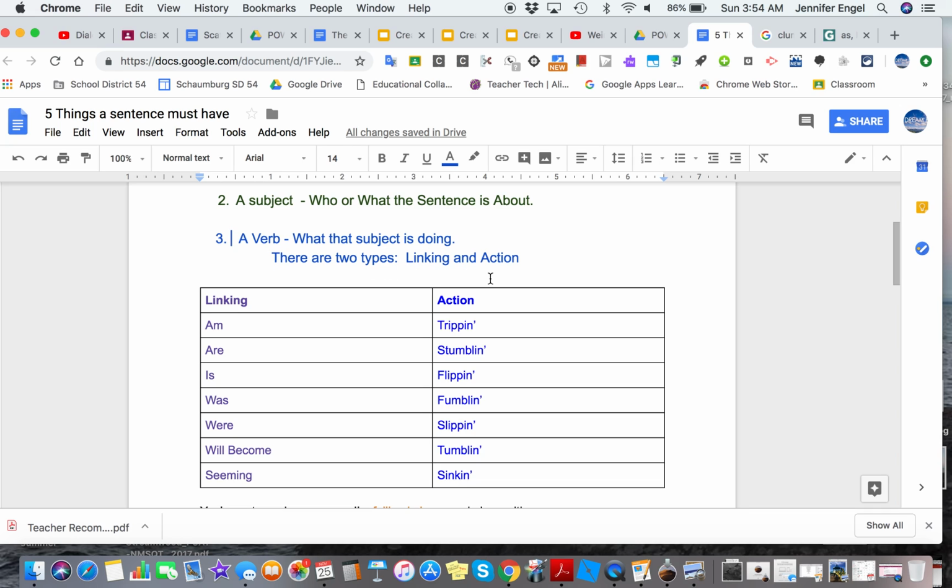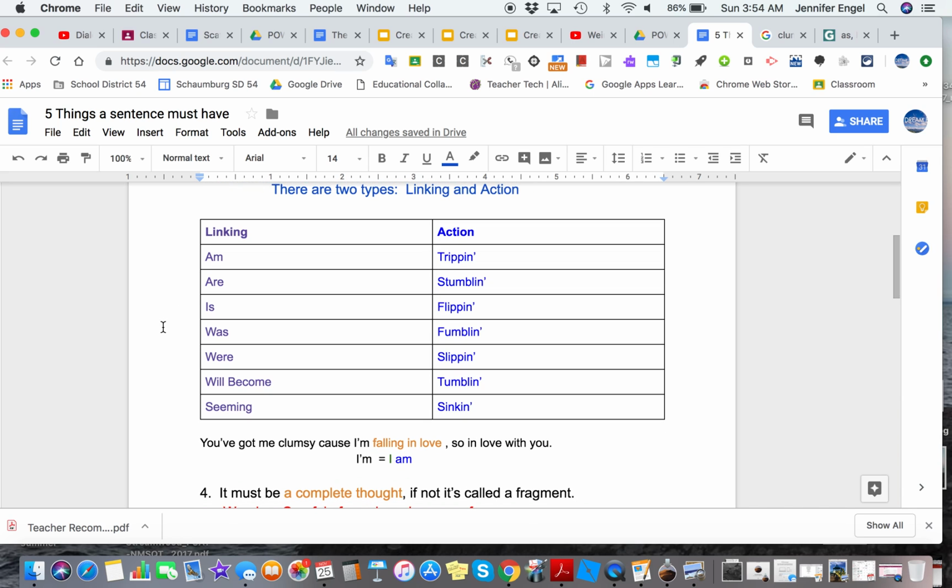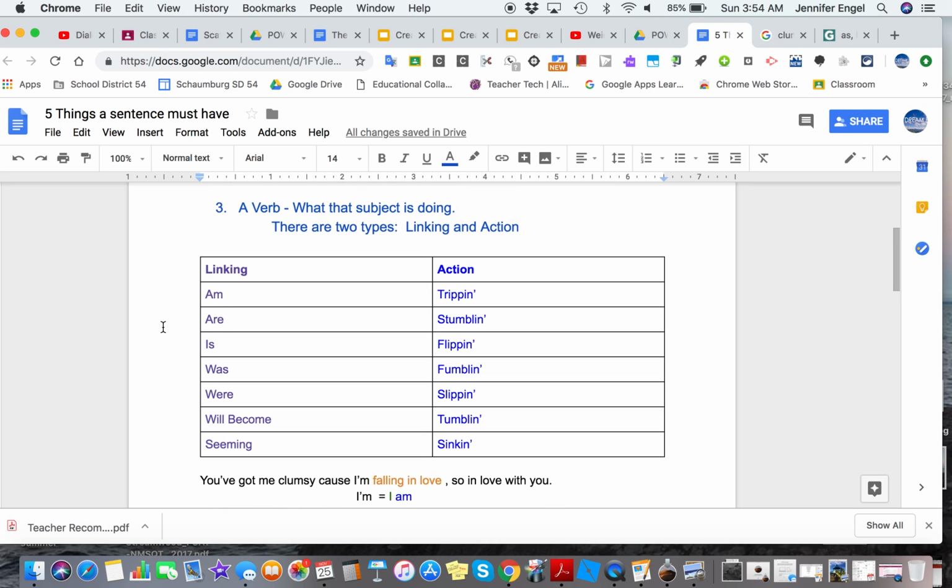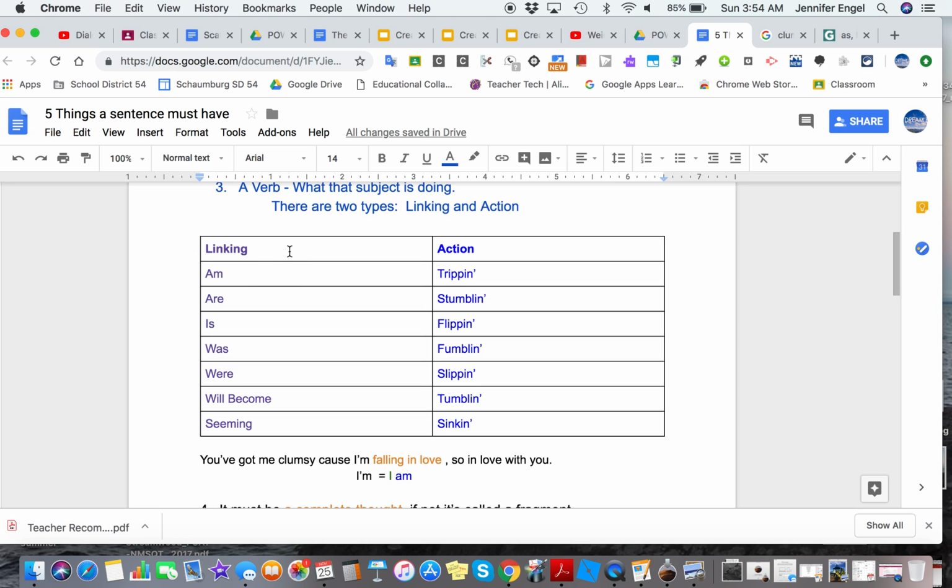Now, there are 2 different types of verbs, and Mrs. Ingle is kind of a dork. A long time ago, there was a song called Clumsy. You got me tripping, you got me flipping, you got me stumbling, okay? So that's how I came up with the 2 different types of verbs, okay?